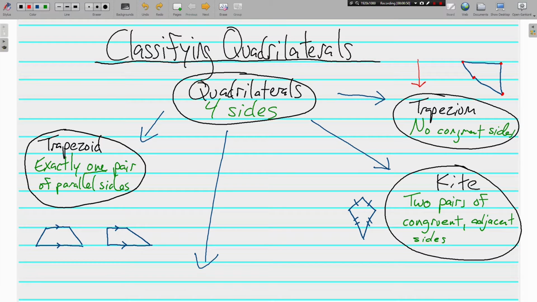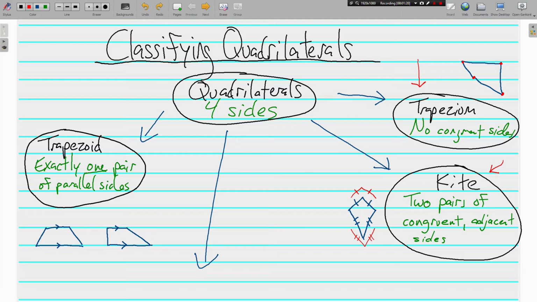Next we have kites. We're not going to spend much time with kites either. Kites have two pairs of congruent adjacent sides. This side and this side right here, they're adjacent because they're touching, right next to each other, and they're also congruent because they've got the congruency marks going through. That's one pair, and then here's another pair of congruent adjacent sides.